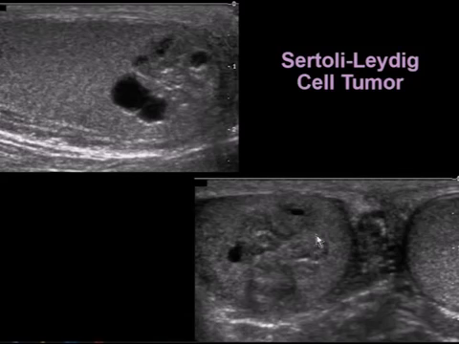On transverse view, we can see it has a lobular contour with a few cystic areas, and we can see how heterogeneous the mass is compared to the normal parenchyma of the left side and of the upper pole on the right side.